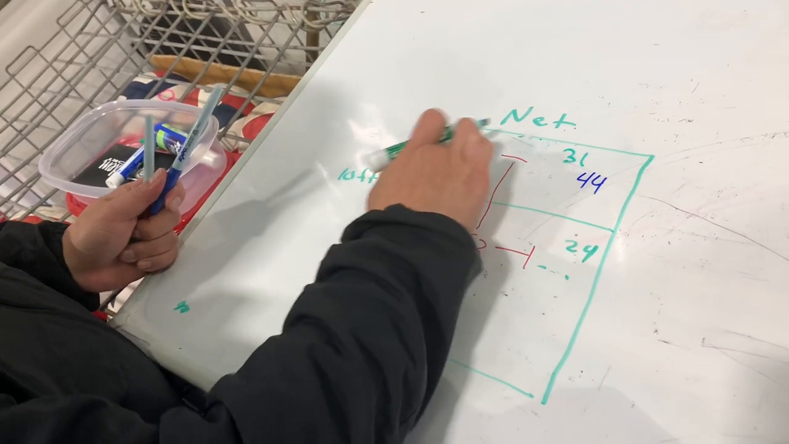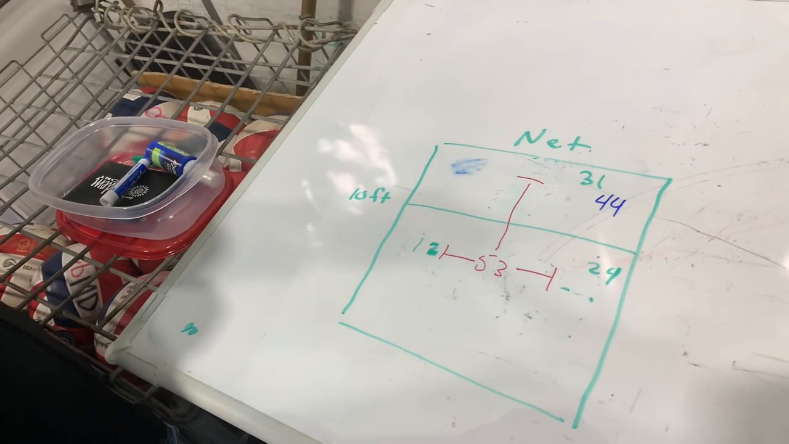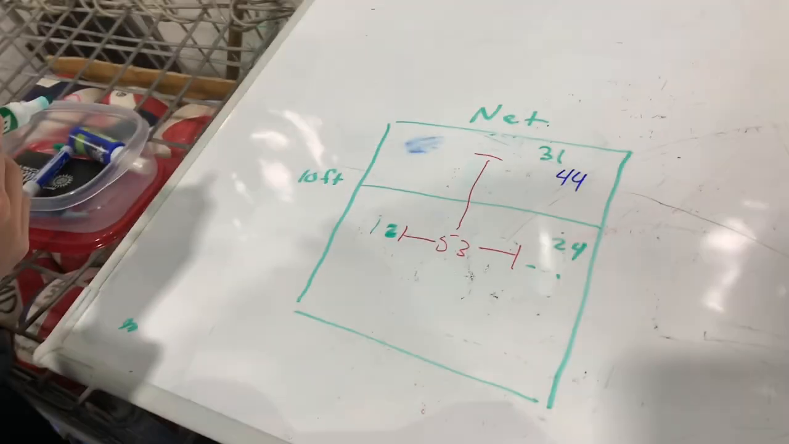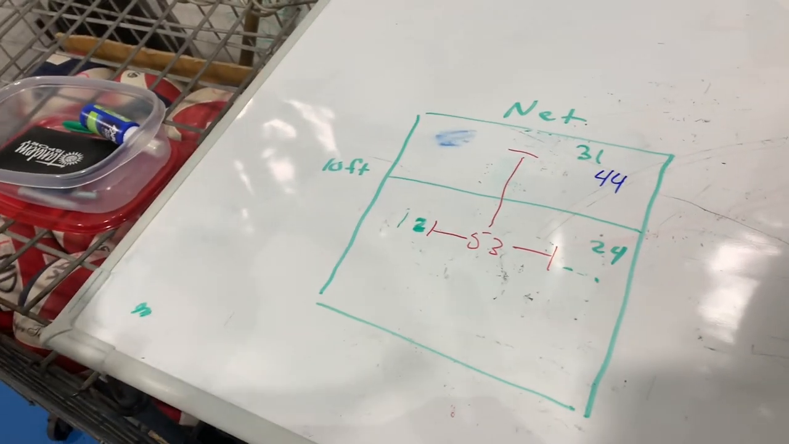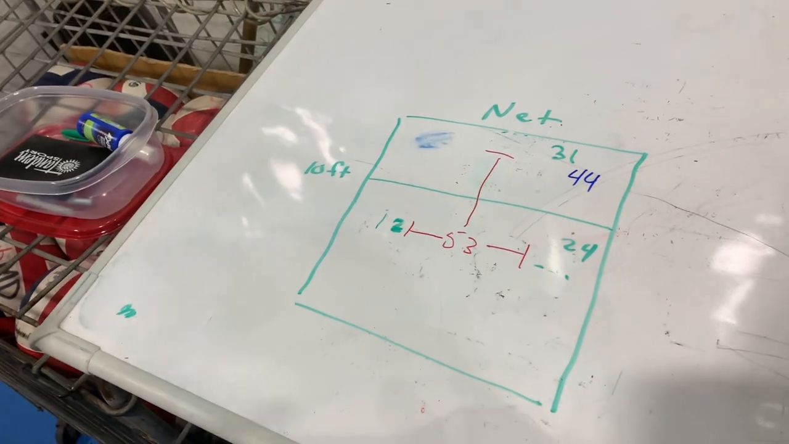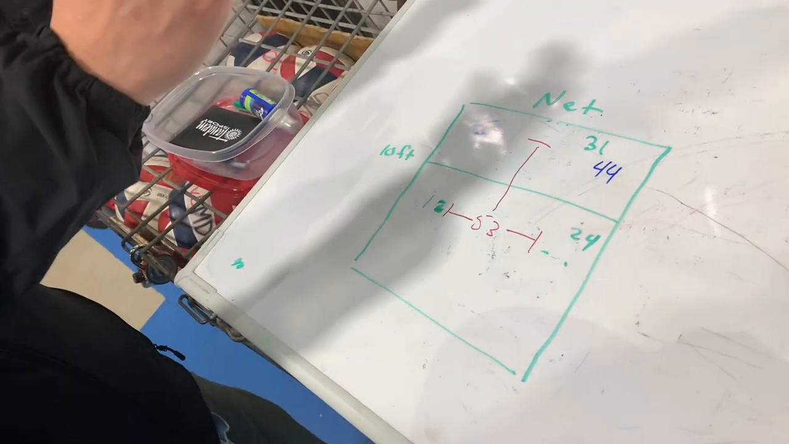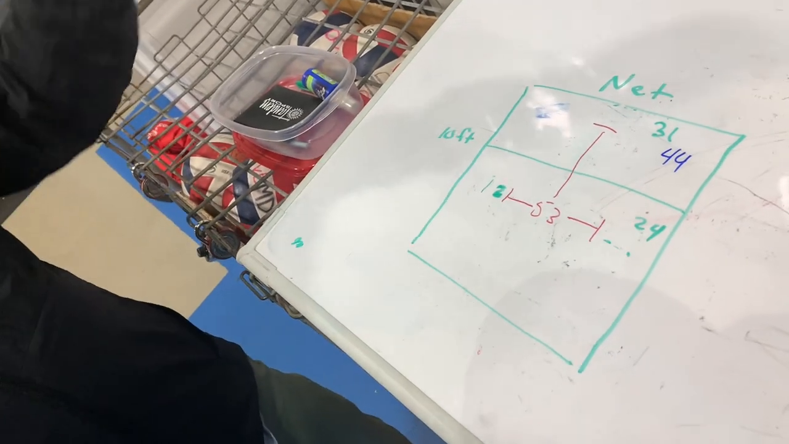Who was this, 10? What rotation is this? What is this called? This is called the overlap rule. So you cannot overlap a person that is in front of you or to either side of you. The angle doesn't matter.